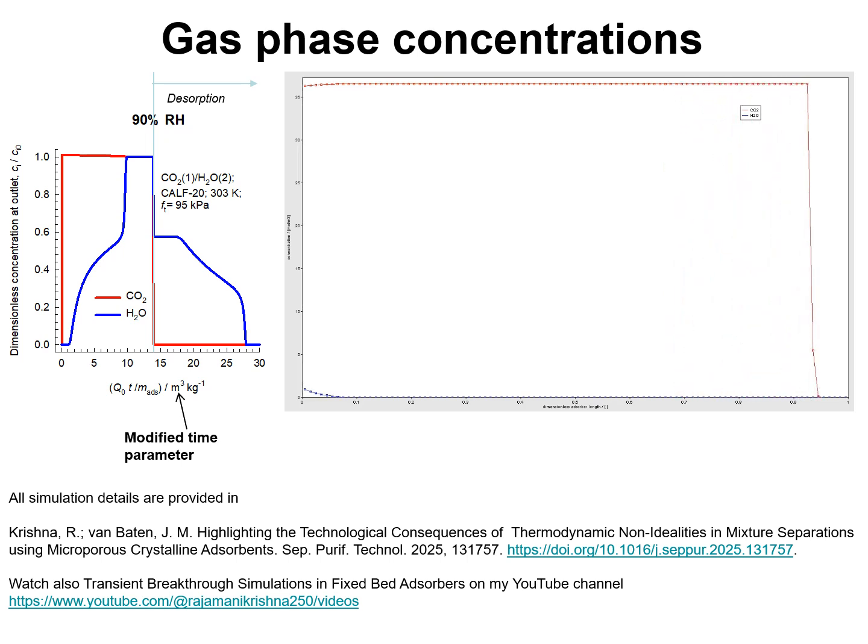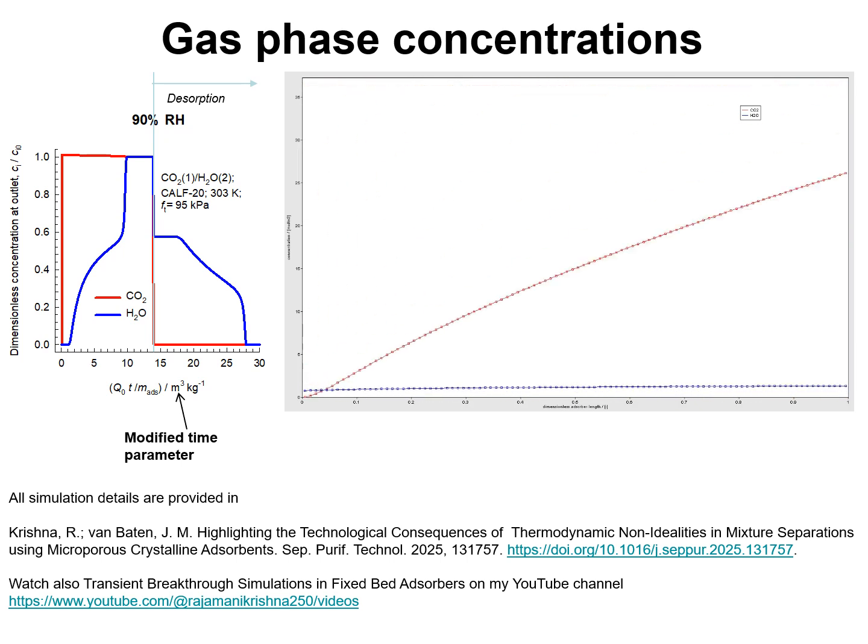The gas phase concentration along the fixed bed adsorber is initially CO2. This is followed by water vapor, and the first component to desorb is CO2. If you like, you can play the videos on YouTube more than once to get a better feel for the development of gas phase concentrations along the fixed bed adsorber. The water vapor desorbs much more slowly, and the desorption is still continuing, and it has just now finished.